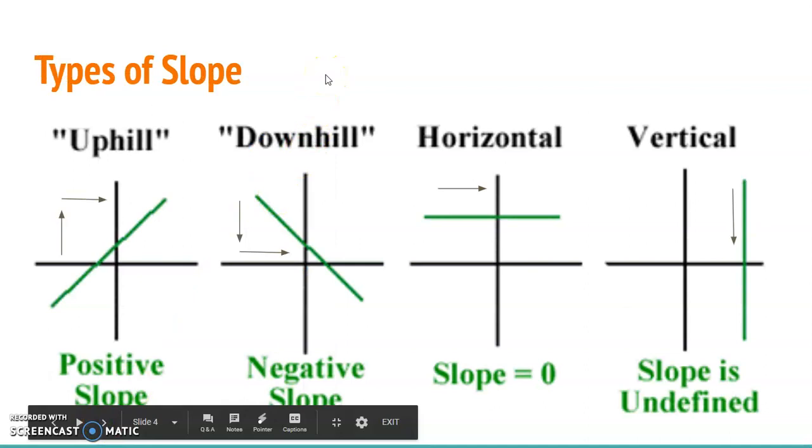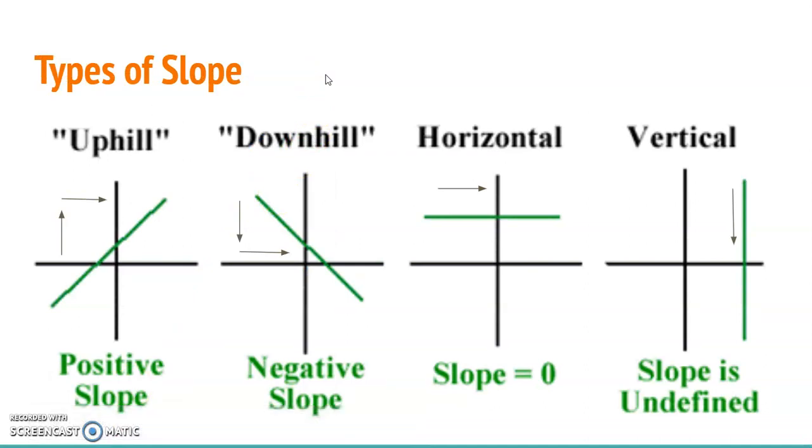Now there are many different types of slope, 4 to be exact. First is a positive slope. The way I like to think of this is going uphill. A positive slope has a positive number on top and a positive number on bottom. So that means that our line is going up and then to the right. A negative slope has a negative in front of the fraction. So that means that we're going to have a downwards motion and then going to the right. So you can think of this as going downhill.